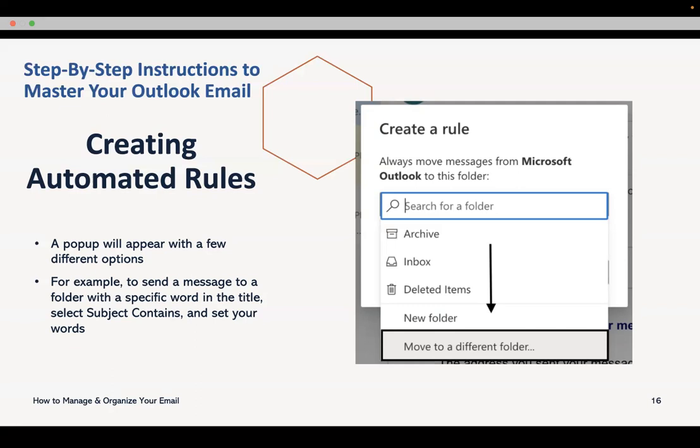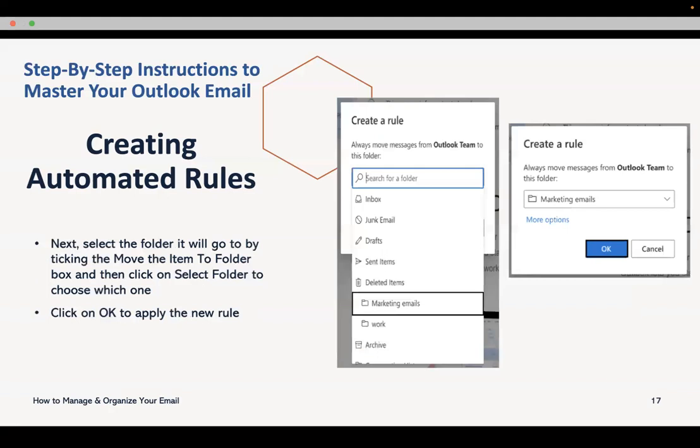So say you want to set it so that any emails from a specific organization, like if it says the sorority name, any emails from that sorority name will go straight to that sorority folder. And so next, select the folder it will go to by ticking the move the item to folder box, and then click on select folder to choose which one, and then press OK to apply the new rule.